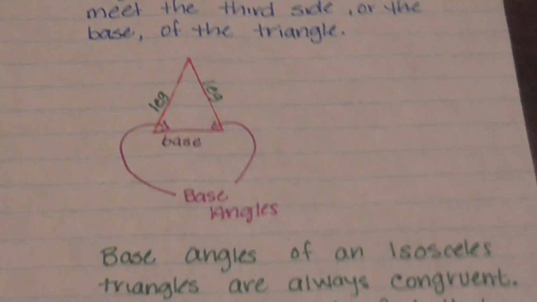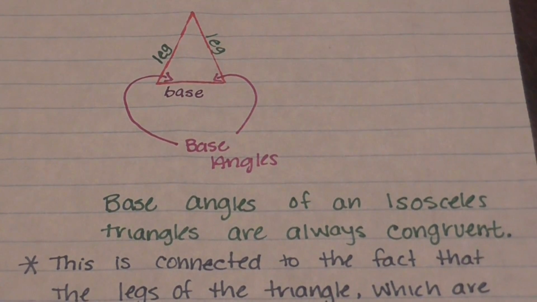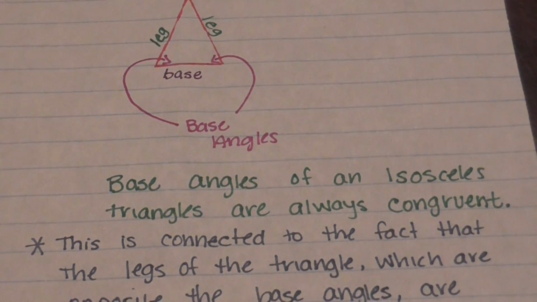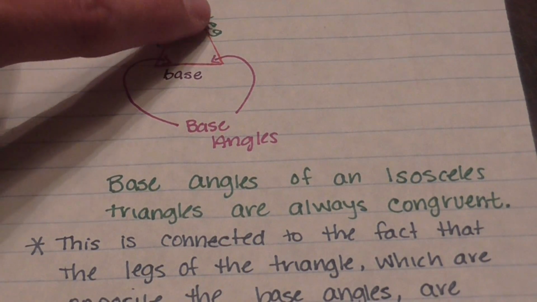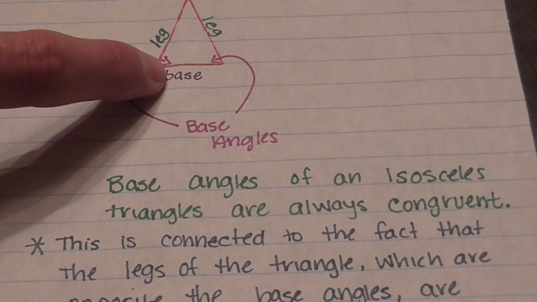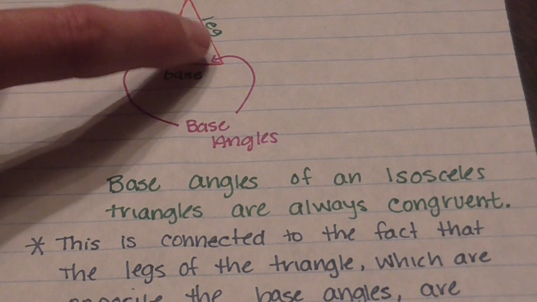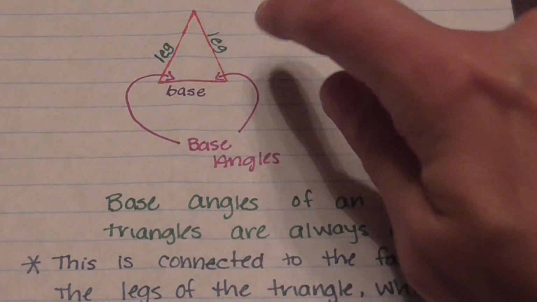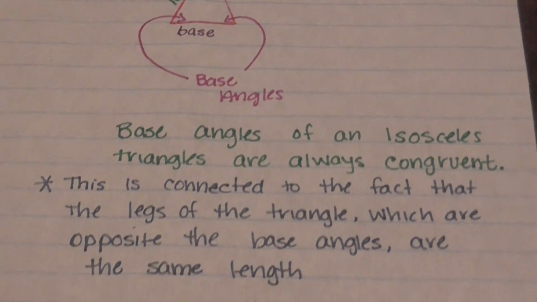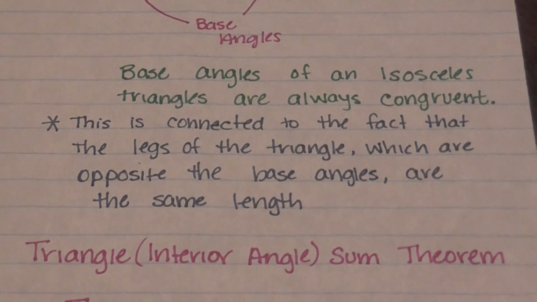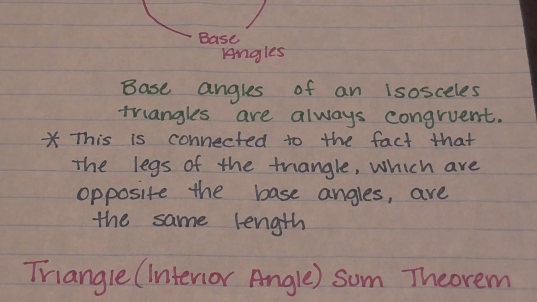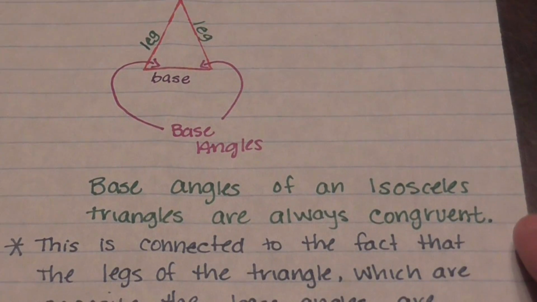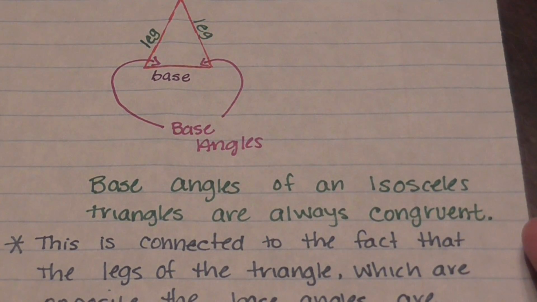Those are your base angles. Base angles of an isosceles triangle are always congruent. This has to do with the fact that these two leg lengths are the same, and the leg length opposite the angle affects the measurement of that angle. Okay, so if the legs are the same length, your angles are going to be the same. That's all there is to base angles. You need to know that the base angles are going to be the same.